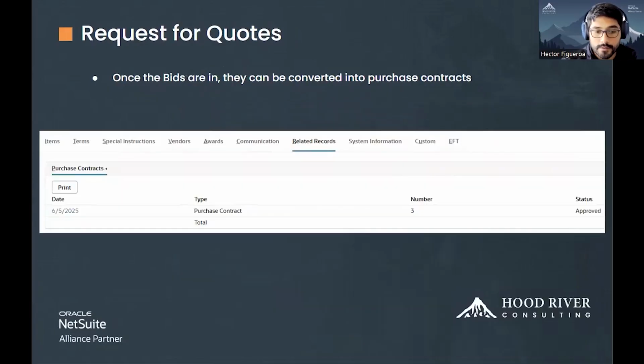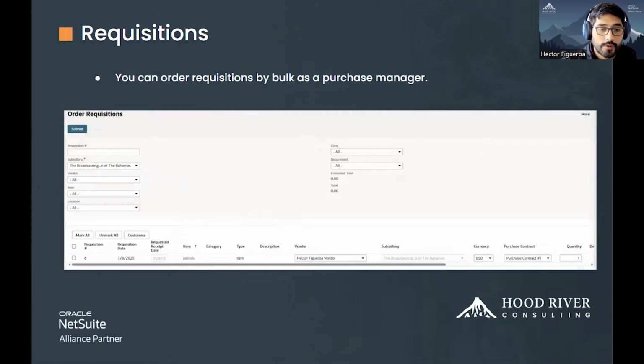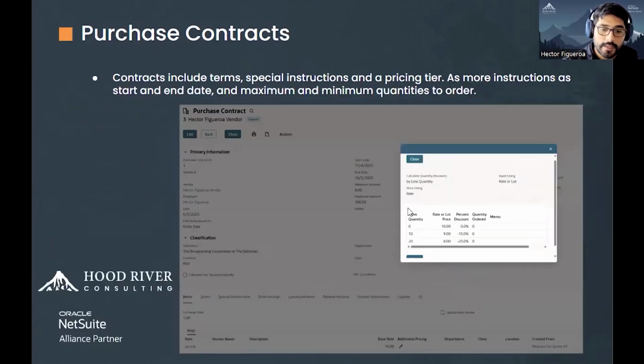What does this mean? If we go back a little and we go back to the requisitions, we're going to find that in my requisition, I'm going to have a purchase contract field down to the right, meaning that the purchase orders that are between the 17th of April and the 14th of May are going to be able to have this purchase contract and these special prices applied.